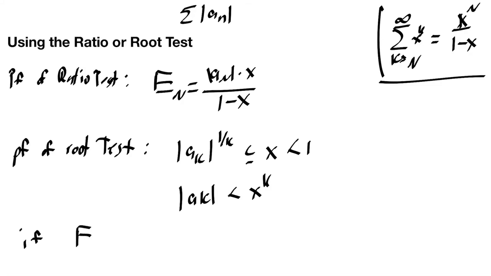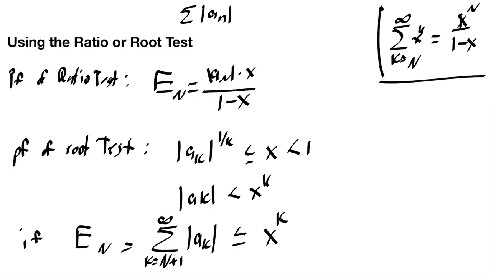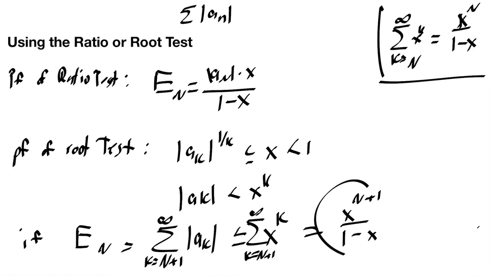So all we're going to say is that if we're looking at the error capital N, which is the sum as k goes from capital N plus 1 to infinity of the absolute value of a sub k, then this is going to always be less than or equal to the sum of x to the k, as k goes from capital N plus 1 to infinity, which is just x to the capital N plus 1 over 1 minus x, just using our formula from above. Okay, so what does that mean?